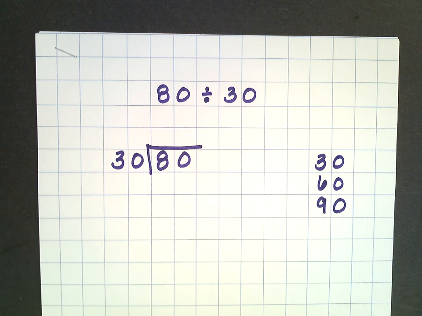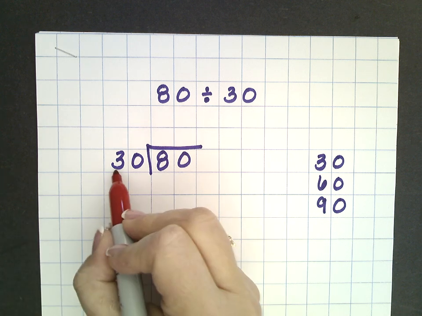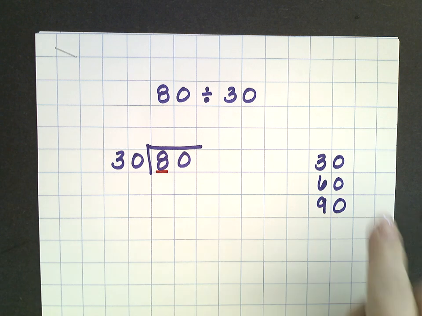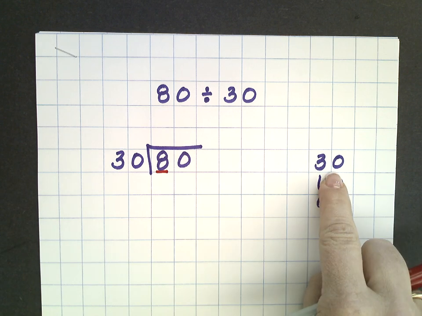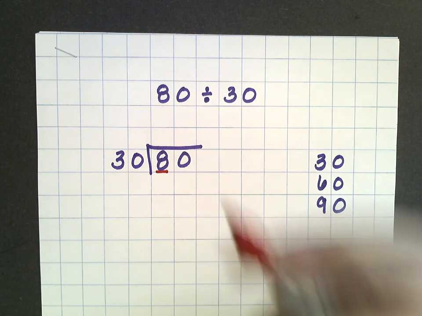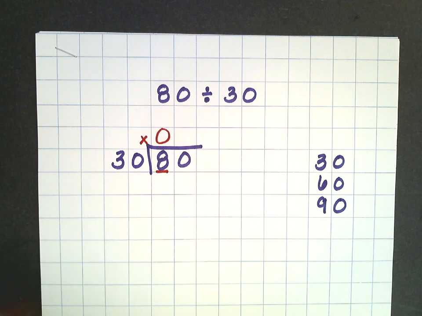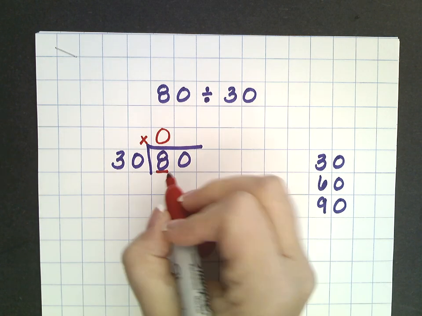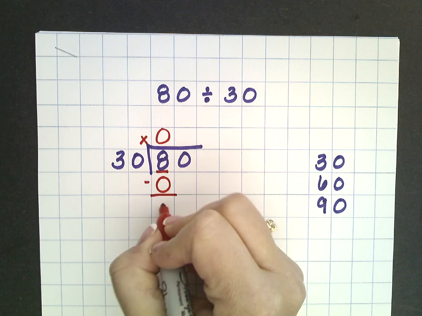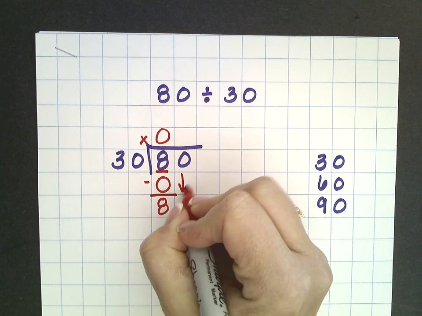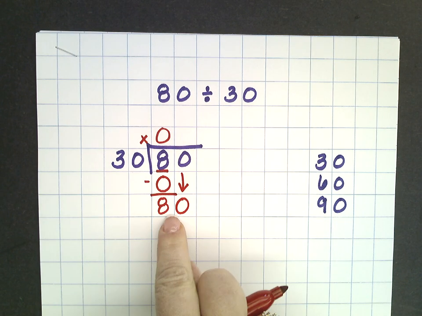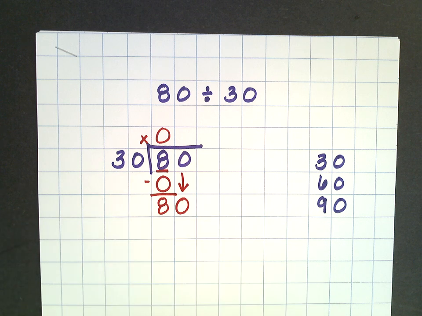So it's going to be 30. Can it go into 8? Well, 30 times 1 is 30, and that's already too big. So no, it can't. It goes 0 times. Put your little multiplication symbol there. 0 times 30 is 0. Going to subtract and bring down. And if you notice, we actually ended up with our original dividend of 80.